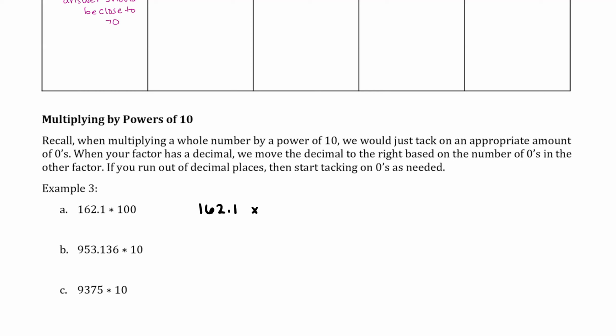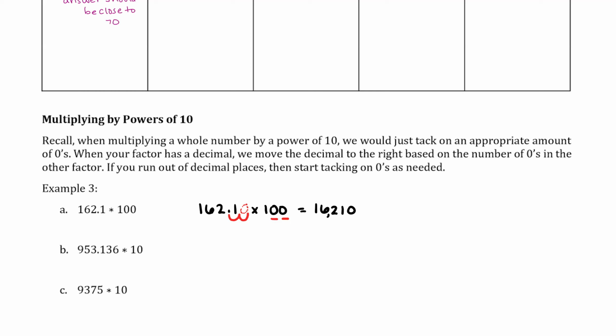So I've got 162.1 times 100. So since 100 has 2 zeros, I need to move my decimal place 2 to the right. Now you see how I'm missing a space here. It's blank, so I'm going to put a 0. So my answer would be 16210, which is 16,210.